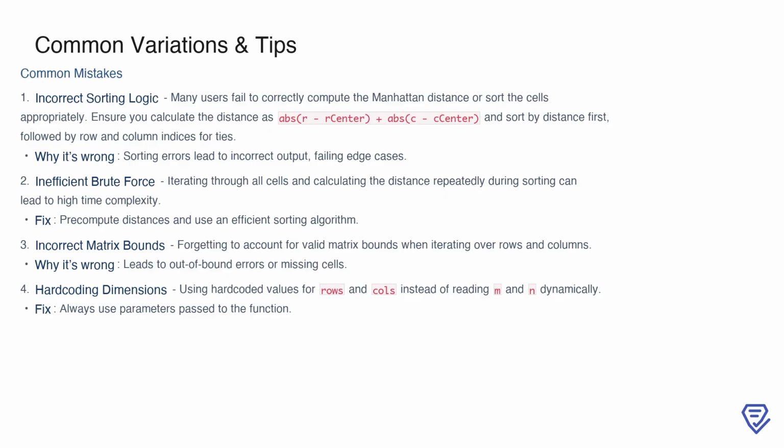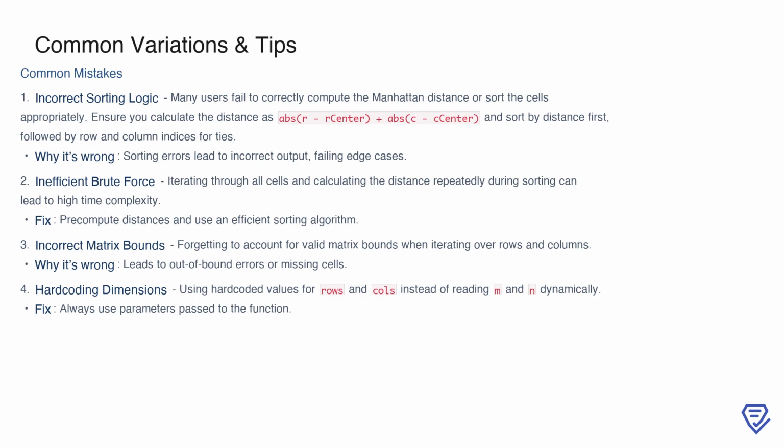First, incorrect sorting logic is a frequent mistake. To ensure correctness, remember that the Manhattan distance is calculated as the absolute difference of rows plus the absolute difference of columns: abs(R - center R) + abs(C - center C). Sorting should prioritize the distance, and in the case of ties, the row and column indices should be used as secondary criteria. Errors here can cause incorrect outputs, especially for edge cases.